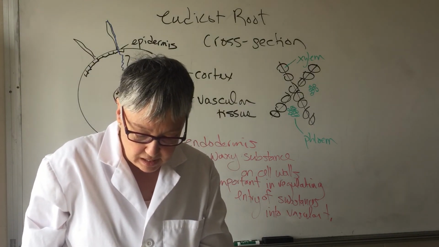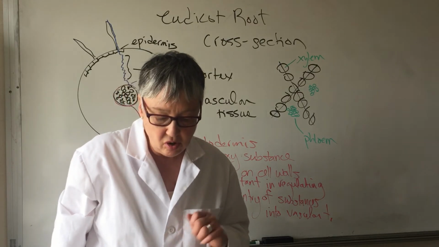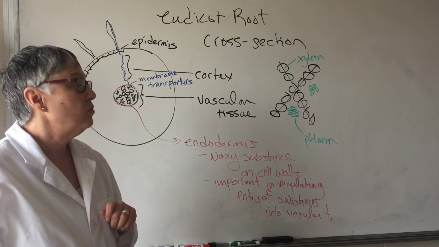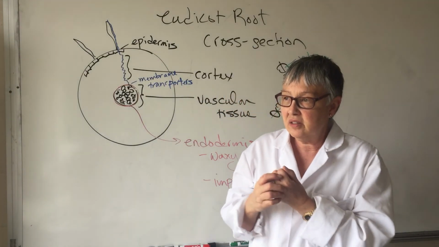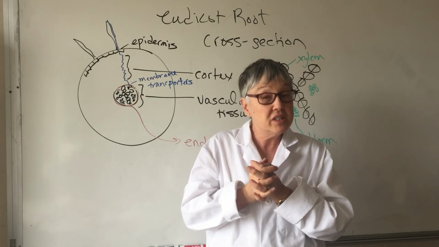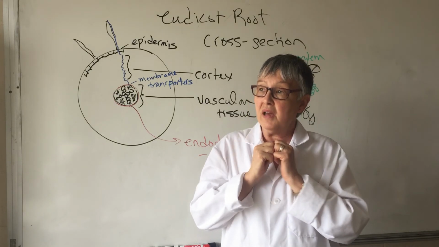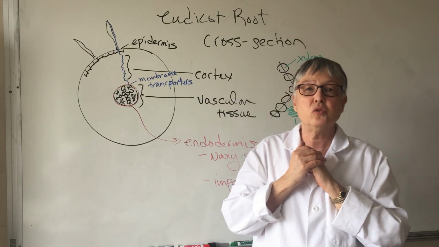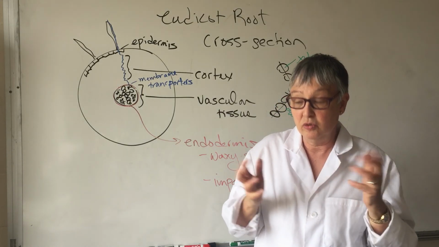Okay, I think that's everything that I wanted to talk about with regard to the roots. Again, we have an area in the root that is still capable of growth, and that's called the meristem, or meristematic tissue, and that's what allows the roots to continue to grow outward into the soil to seek water and minerals, other nutrients.